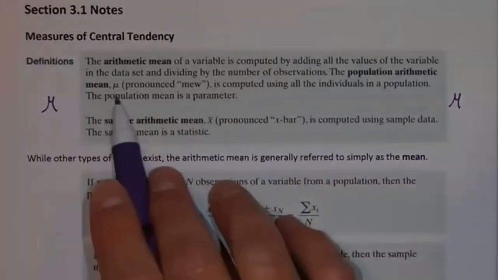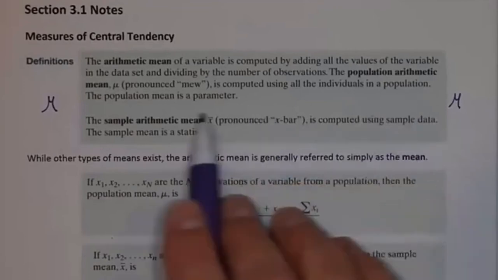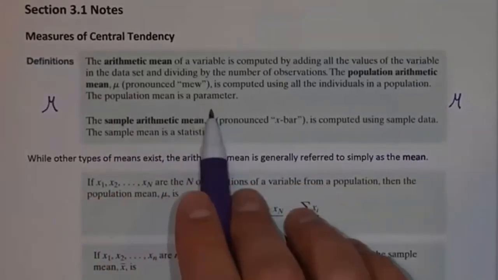Anyway, the population mean, mu, is computed using all the individuals in a population. The population mean is a parameter, as I just said.